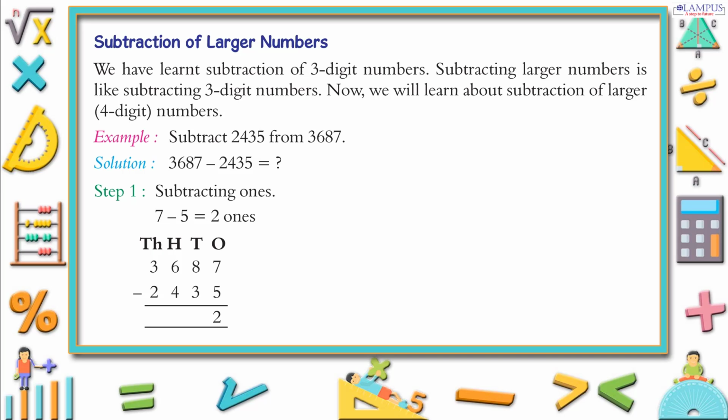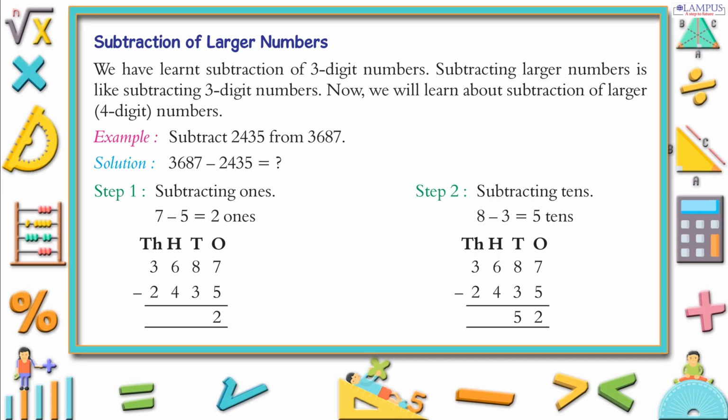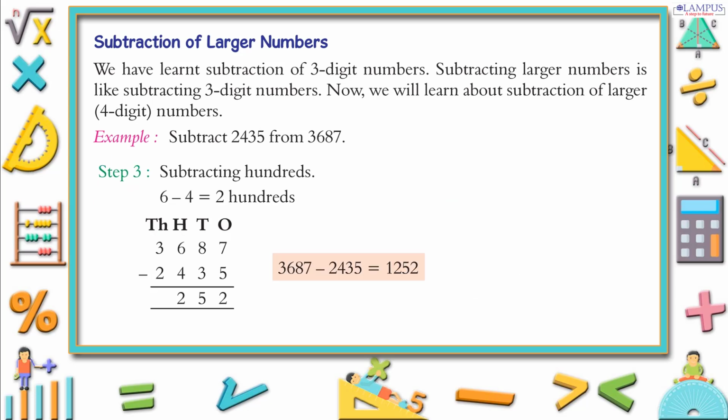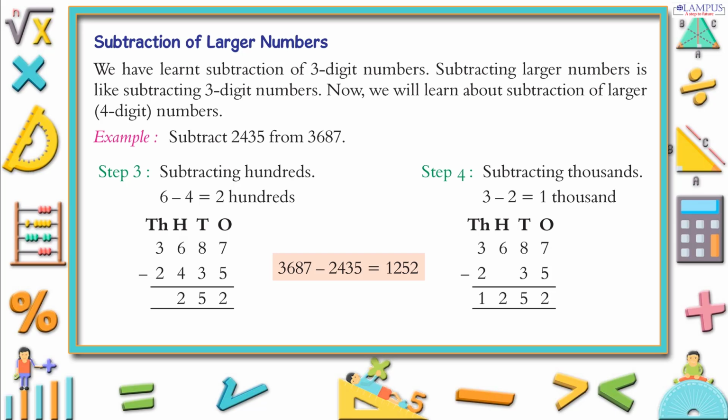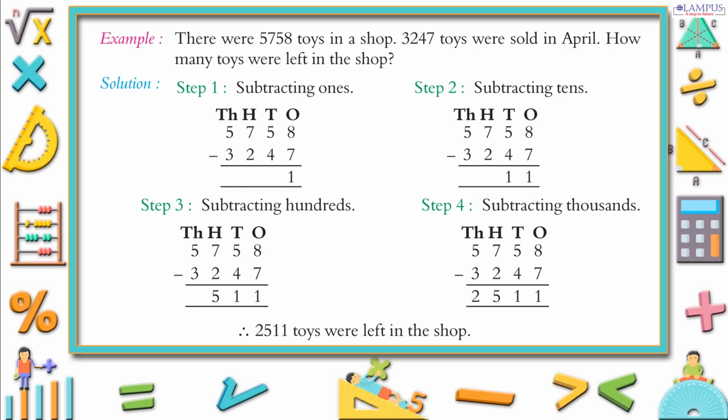7 minus 5 equals 2 ones. Step 2. Subtracting tens. 8 minus 3 equals 5 tens. Step 3. Subtracting hundreds. 6 minus 4 equals 2 hundreds. Step 4. Subtracting thousands. 3 minus 2 equals 1000. 3687 minus 2435 equals 1252.